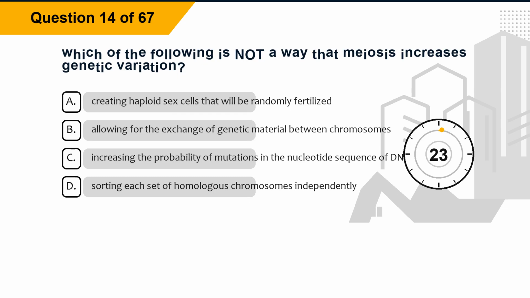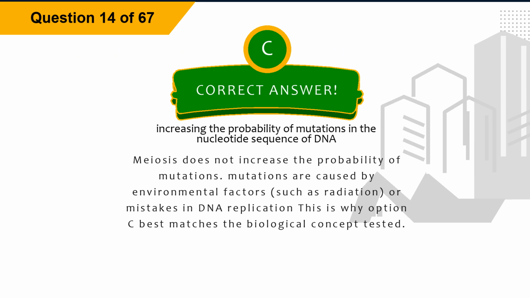Question 14. Which of the following is not a way that meiosis increases genetic variation? Option A, creating haploid sex cells that will be randomly fertilized. Option B, allowing for the exchange of genetic material between chromosomes. Option C, increasing the probability of mutations in the nucleotide sequence of DNA. Option D, sorting each set of homologous chromosomes independently. The correct answer is option C, increasing the probability of mutations in the nucleotide sequence of DNA. Explanation. Meiosis does not increase the probability of mutations. Mutations are caused by environmental factors, such as radiation, or mistakes in DNA replication. This is why option C best matches the biological concept tested.